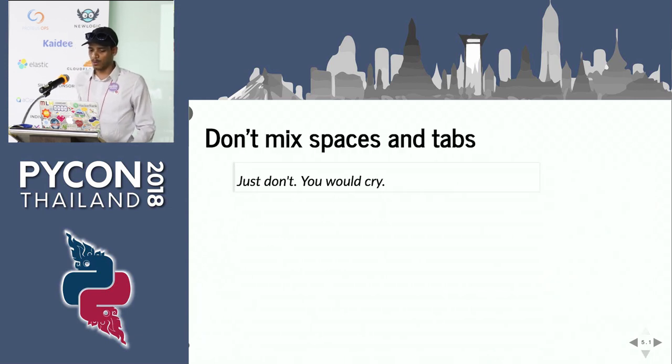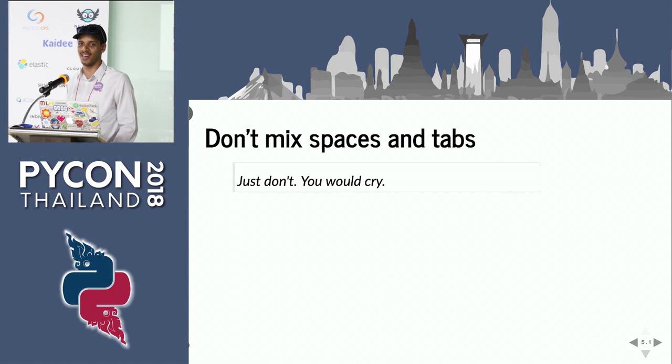All right, second one: don't mix spaces and tabs. What editor do people use, like Vim, Sublime, or any sort of editor? Most of these editors have a configuration where you can set up how many spaces your tab will take, like four spaces, eight spaces, whatever you feel like doing. But the problem happens when you mix tabs and spaces and you're working in a team with multiple people using different text editors.